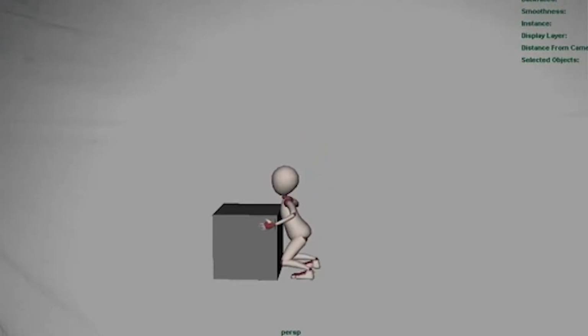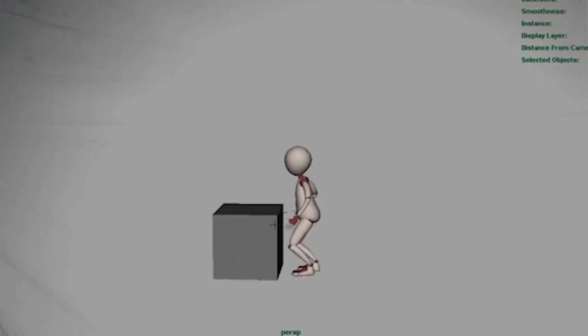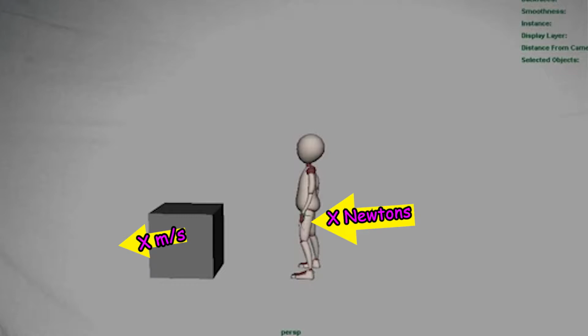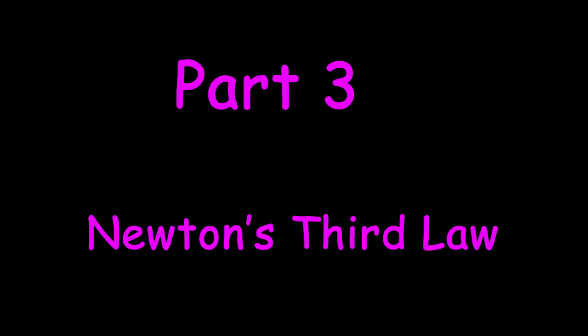In this example, this guy is pushing a heavy box. You can tell it's Newton's second law because he has to push with a certain force to get the box to move at a certain acceleration, and the box is a certain mass. Wow, that was pretty sick. Okay. Part 3, Newton's third law.